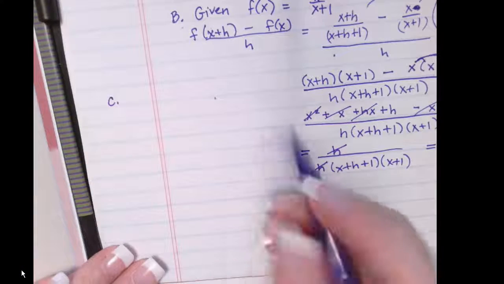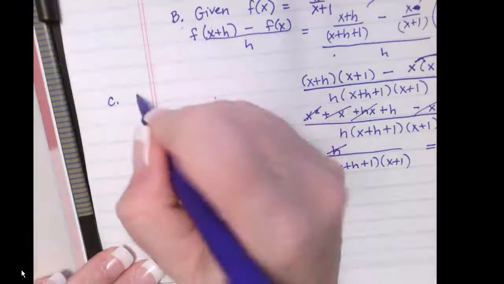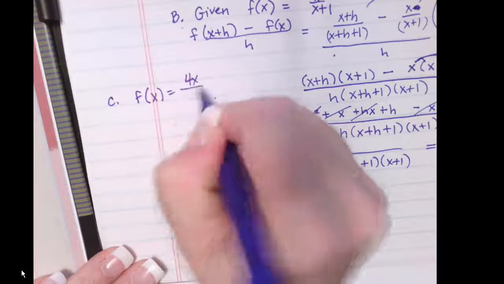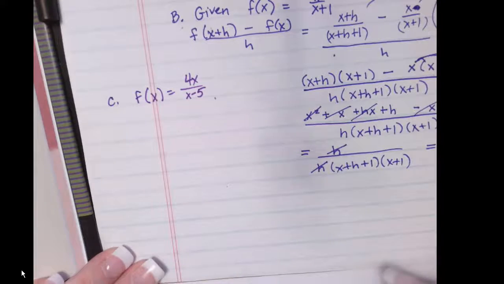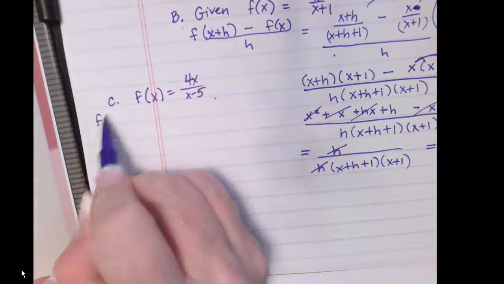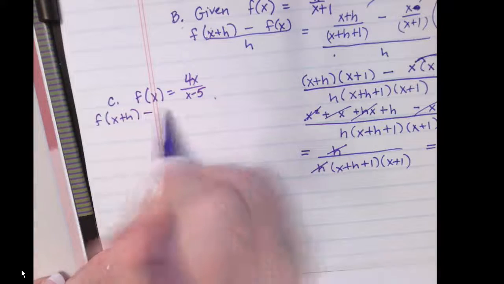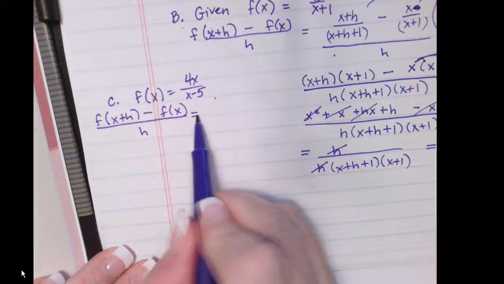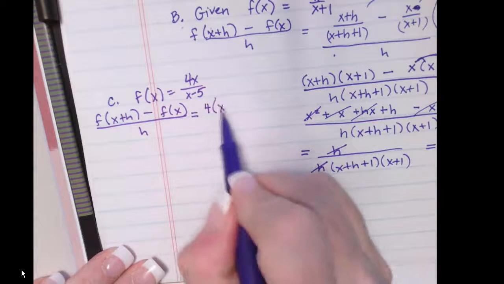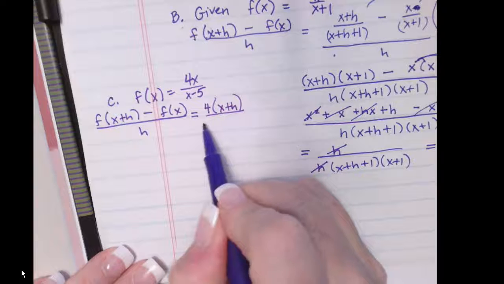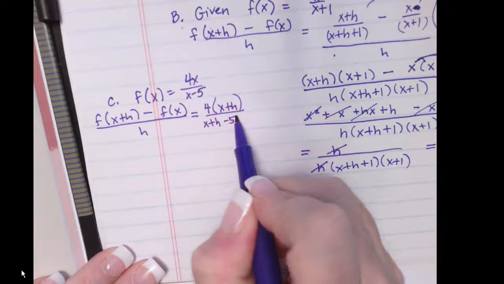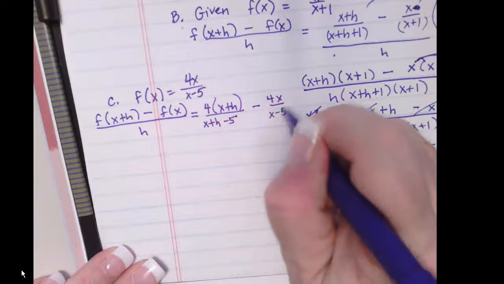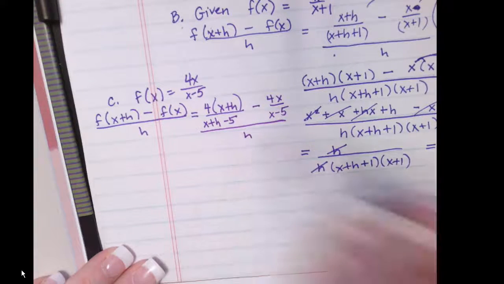I'm going to see if I can fit C over here. That's my last one. f of x equals 4x over x minus 5. And I'm going to find the difference quotient: f of x plus h minus f of x, all that over h. So I'm going to substitute in 4 times x plus h over x plus h minus 5, minus 4x over x minus 5, all of that over h.